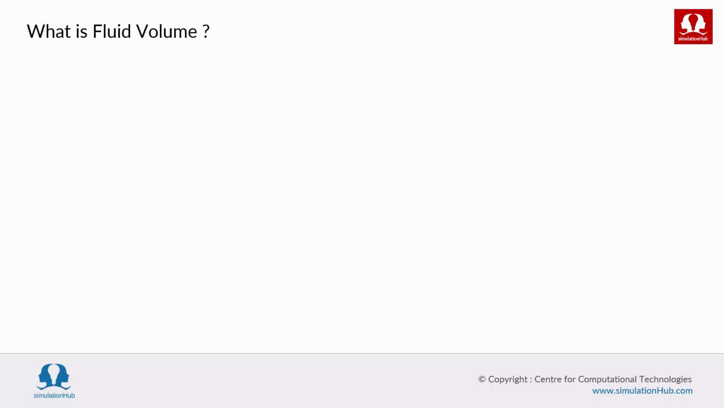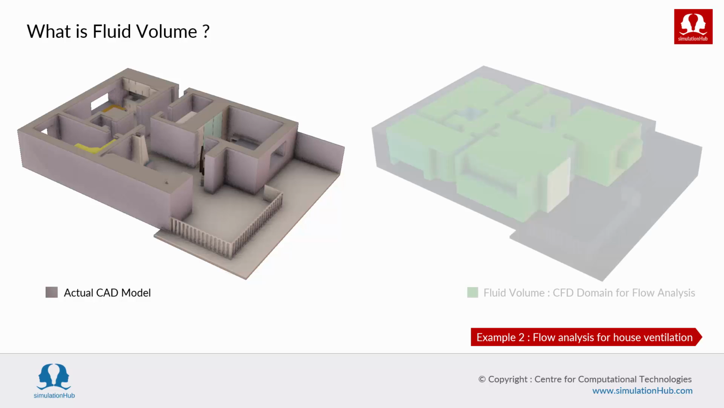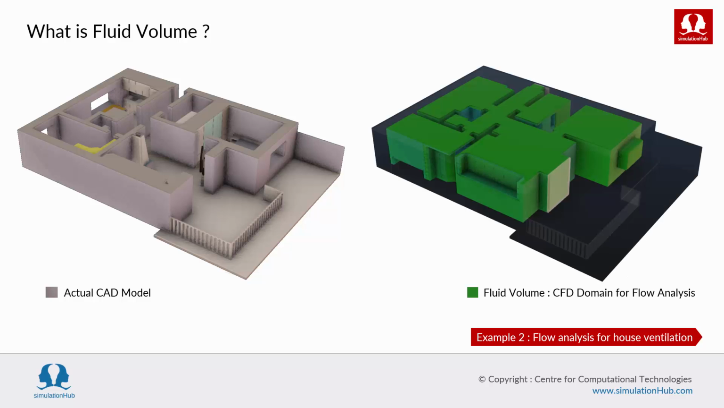Let's take another example. Let's say I want to do an analysis to find out the ventilation inside a house. This is the actual CAD model of the house. It has a solid part defining the walls. It has all other components which are inside the house. Now, as I am interested in doing only flow analysis, the region or CFD domain is only the fluid volume inside the house marked in green color.